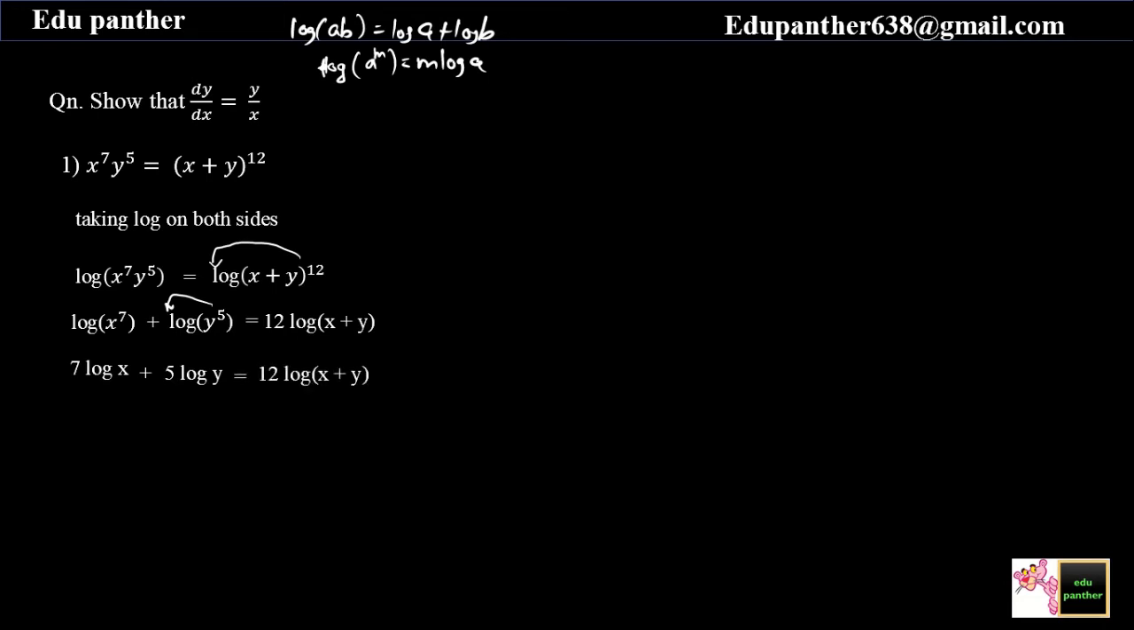Now we have simplified this expression, so now we can start with the differentiation procedure. So we'll differentiate both sides with respect to x. So it will be 7 into, 7 is constant, so keep it as it is, 7 into derivative of log x plus, similarly here in the second term 5 is constant, so keep 5 as it is. Take derivative of log y is equal to, same, 12 is constant, 12 into derivative of log of (x plus y). Now 7 as it is.